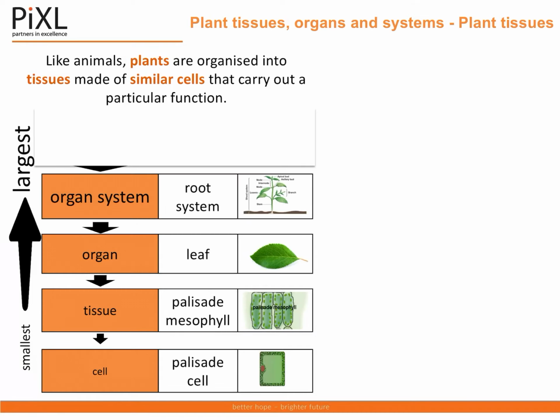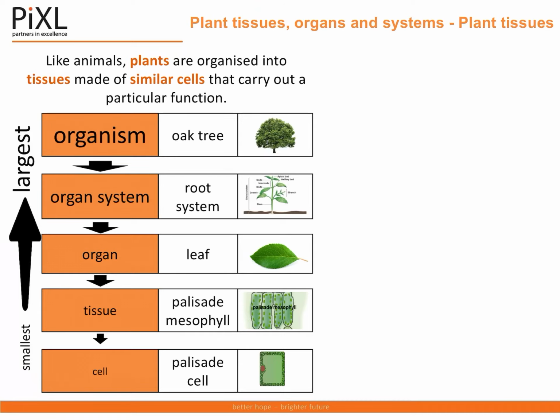This organ will join up with other organs to make an organ system. So the root system has the leaf organ in it. It also has the stem, also has the roots, etc. And then these different types of organ systems will come together to make the organism, such as the oak tree.